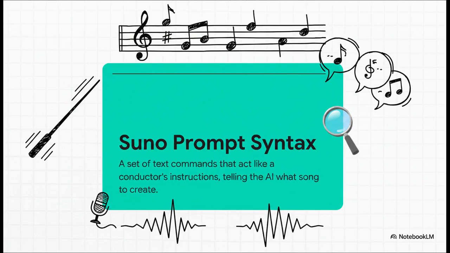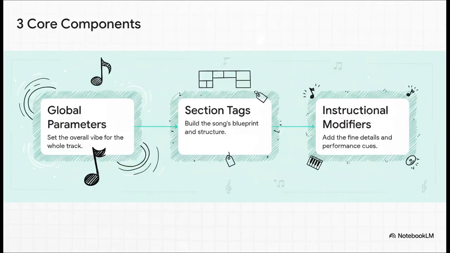The best way to think about it is it's just a way to format your text to give the AI super clear instructions. It's almost like you're writing a screenplay for your song. It really just boils down to three main parts. First up, you've got your global parameters to set the overall vibe. Then, you use section tags to build the song's blueprint. And finally, you sprinkle in some instructional modifiers to add all the fine details. Let's walk through them one by one.